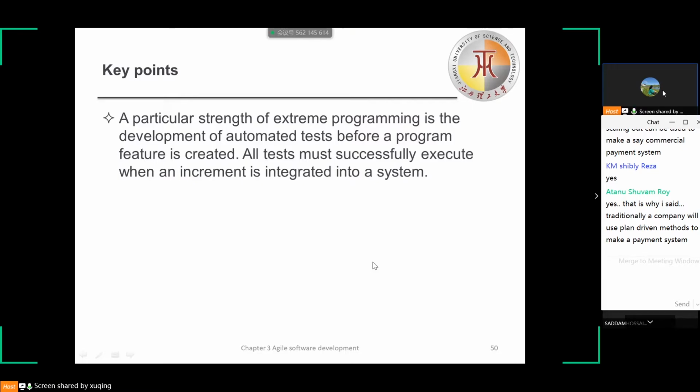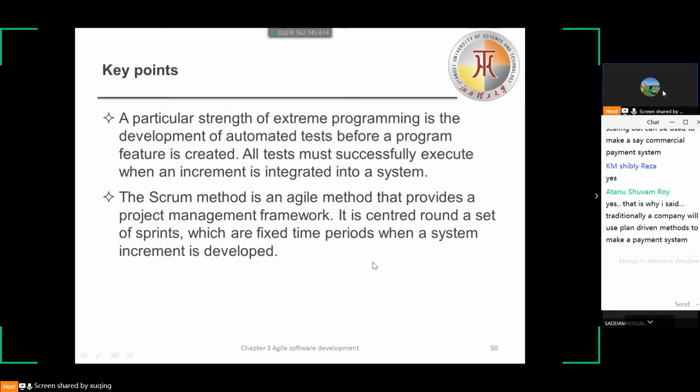For now, we have said that a particular strength of extreme programming is the development of automated tests before a program feature is created. And all tests must successfully execute when an increment is integrated into our system. That means for extreme programming, as we have said last week, we have different versions of the system in a short period. But for each version of the system, when we add some function there, we need to do the test before. It is a test-first approach.